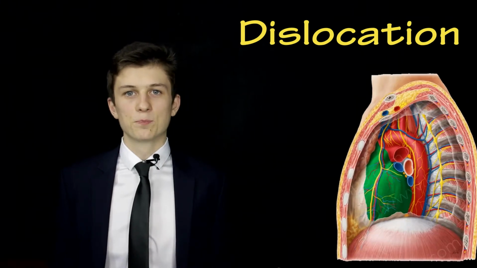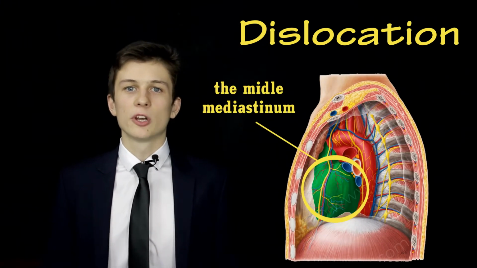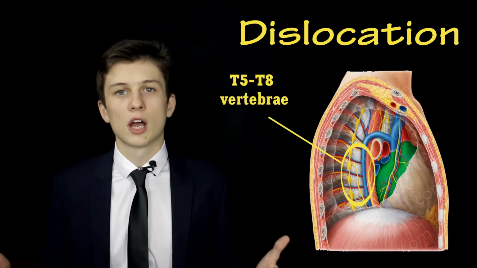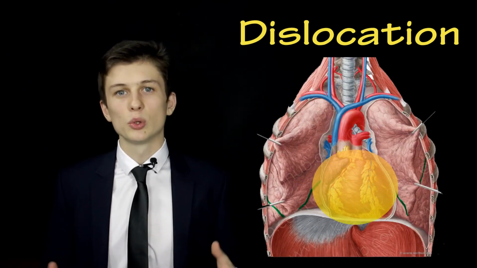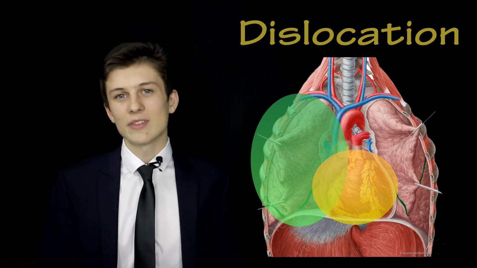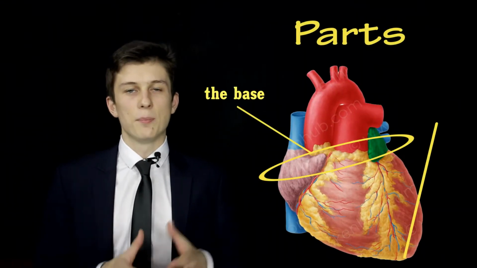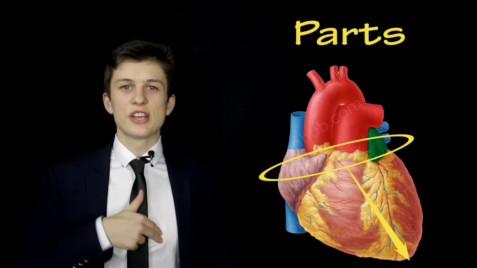In the chest cavity, it's located in the middle mediastinum, which is the middle of the chest cavity, in front of the vertebral column, at the level of T5 and T8, and squished in between two lungs, the right lung and the left lung. The heart has two parts, the base and the apex. Its base is positioned upwards, tapering down to the apex.